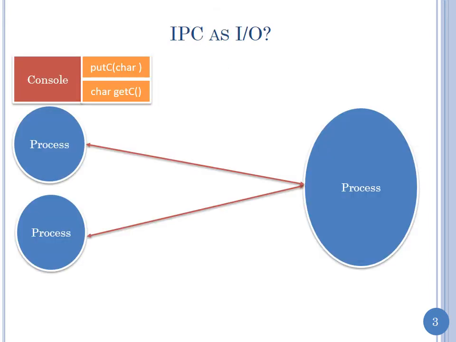So the next thing we look at next time is how we can model blocking IPC as really I/O, and just see what we've learned there to inform what abstractions blocking IPC might have. Okay.